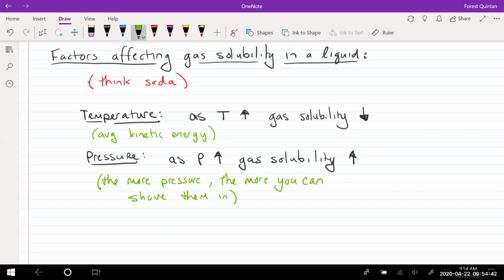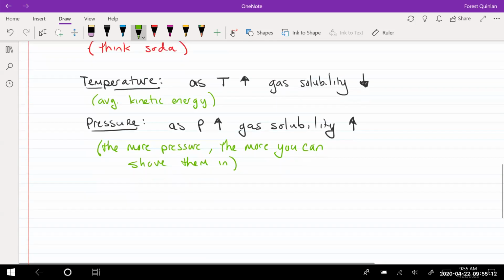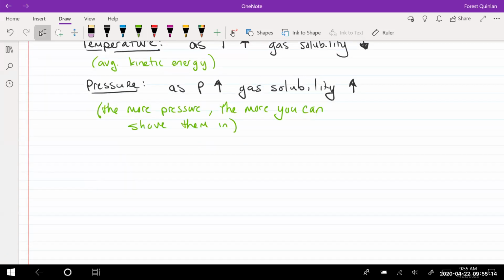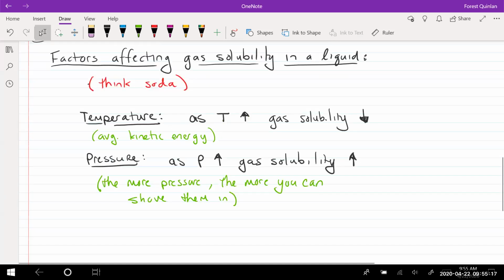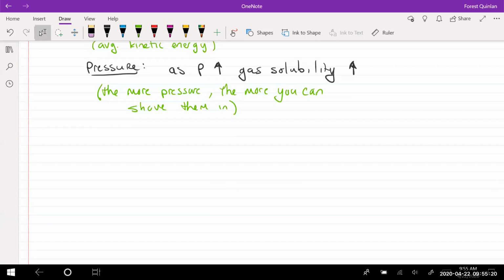So while they don't have very strong interactions in general, because you're usually talking about nonpolar molecules trying to get into a polar solvent, they do have limited solubility, but there are ways of actually affecting it. And one of the easiest things to do is to drop the temperature down and pump the pressure up. You'll be able to shove more and more of those gases in there. Now, that's pretty straightforward. Let's talk about factors affecting liquids with liquids.